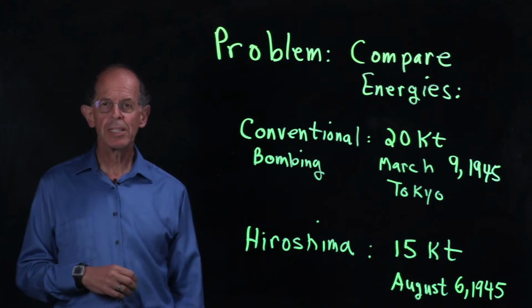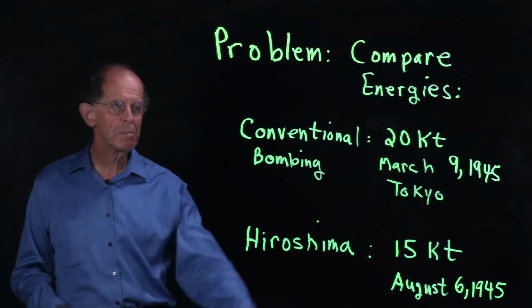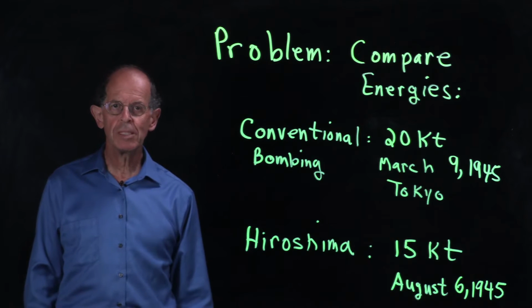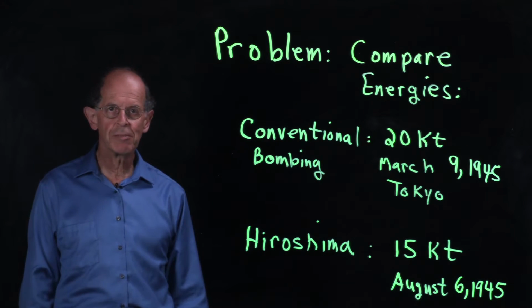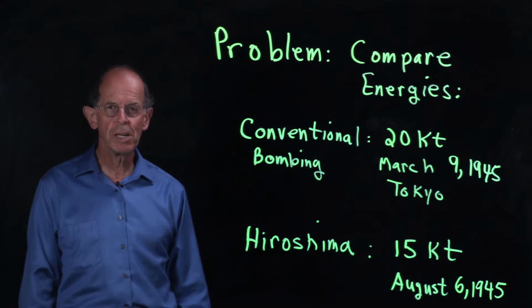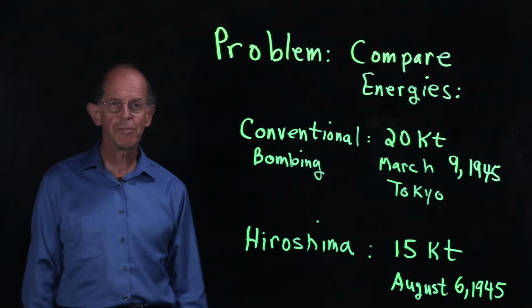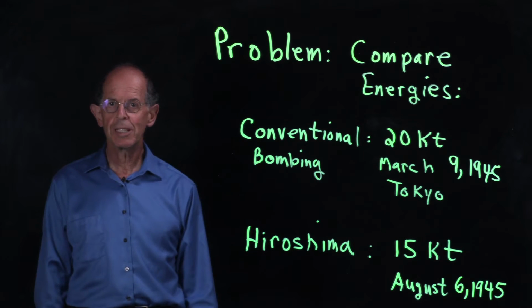We encapsulate our problem of comparing the energies. Conventional bomb here, that's the 20 kiloton estimated yield of the firebombing of Tokyo, March 9, 1945, to the Hiroshima nuclear device detonated on August 6, 1945, with a yield of 15 kilotons.